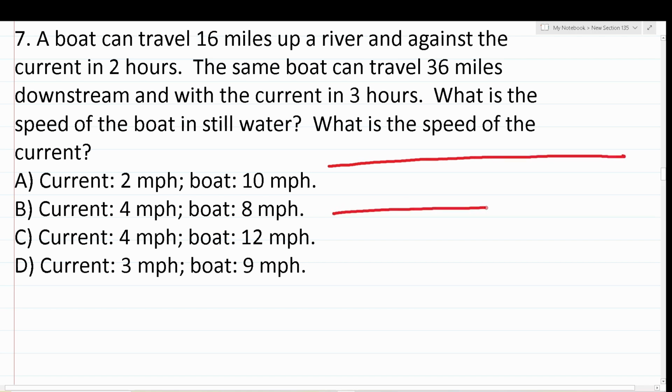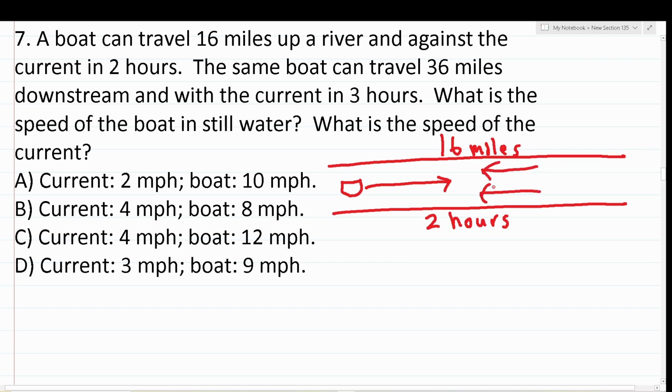We have a boat sitting in a river. So here's our boat, and it's sitting in this river. According to the first part of this problem, it goes 16 miles up this river and against the current in 2 hours. All right, so the boat is going this way and it's going against the current. So here's the current. It's actually pushing against the boat as it tries to go upstream. All right, so we represented this first part of this problem.